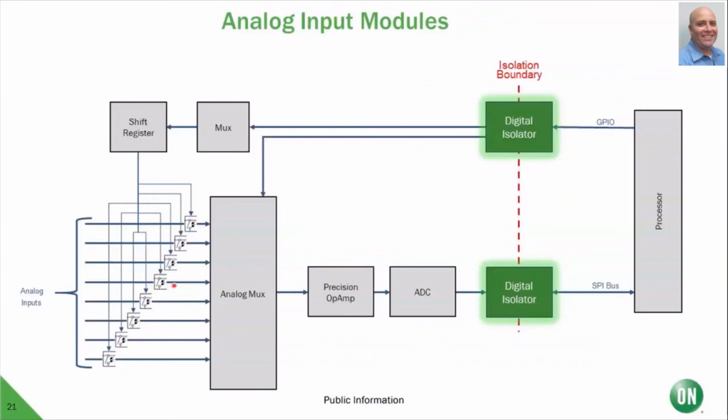Where we see a lot of conversion from optocouplers to digital isolators are in these type of analog input modules, as well as digital input modules or mixed signal modules. This is where previously you would have multiple optocouplers to carry the data across the isolation boundary. Here, there's one digital isolator to control the mux switching and a digital isolator to provide bidirectional data across the SPI bus to control and read the values of the analog to digital converter.